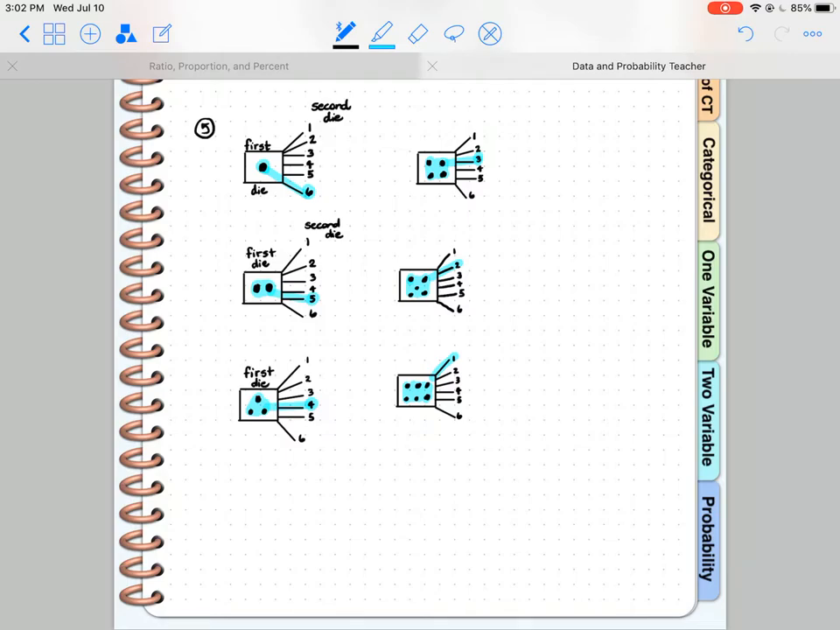So the probability of getting a sum of 7, here's the tricky part. The sum of 7, there are 6 ways that can happen. We've highlighted them there in blue. Those are the 6 ways to get the sum of 7.